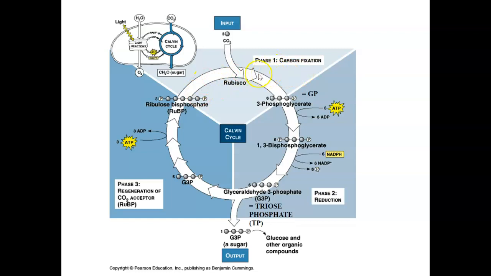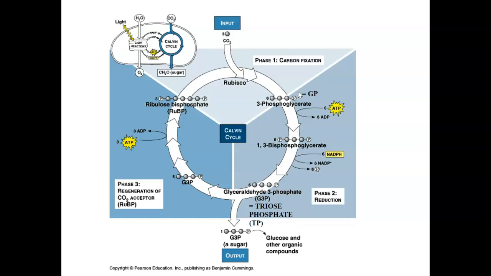So 3 unstable 6-carbon molecules. They are not shown here because they are so unstable that they immediately split into 6, since we had 3 of those, 6 molecules, 3-carbon molecules of GP, or glycerate 3-phosphate. Keep in mind that all these terms have lots of different abbreviations and even slight rearrangements of what they can be called, but I'm teaching you the IB terms.